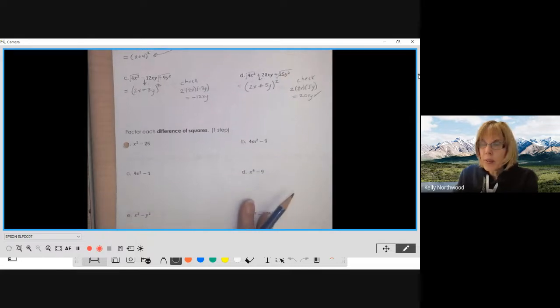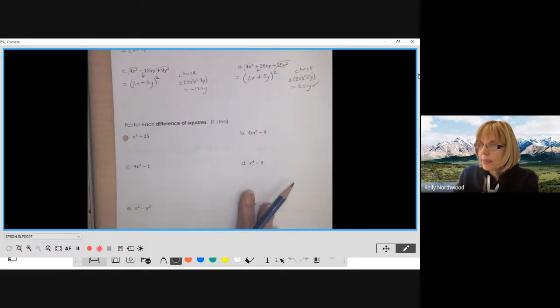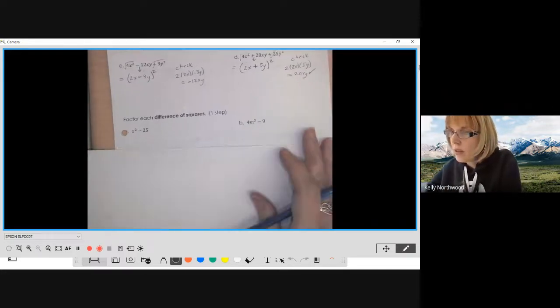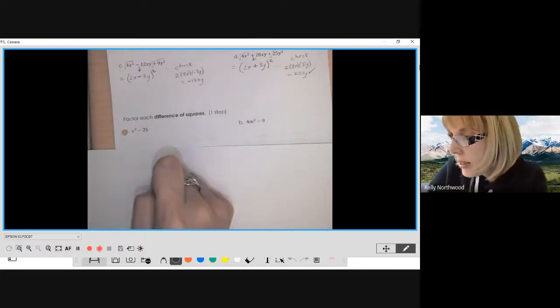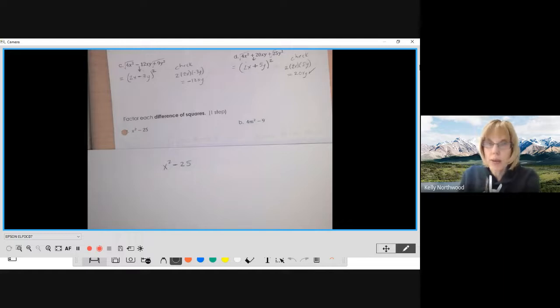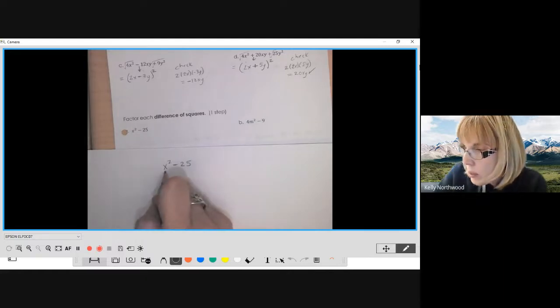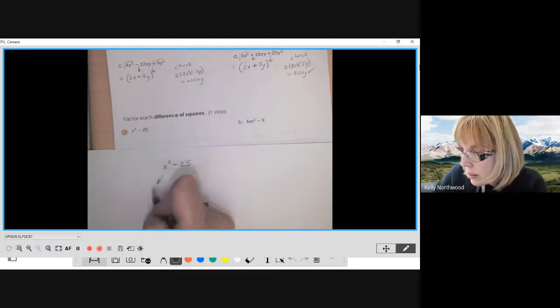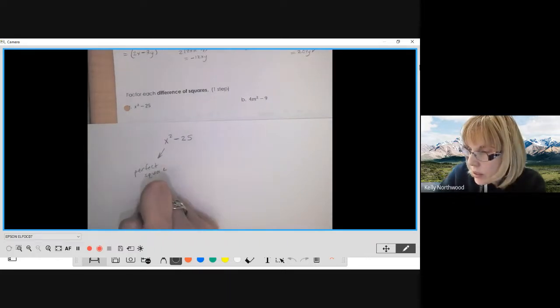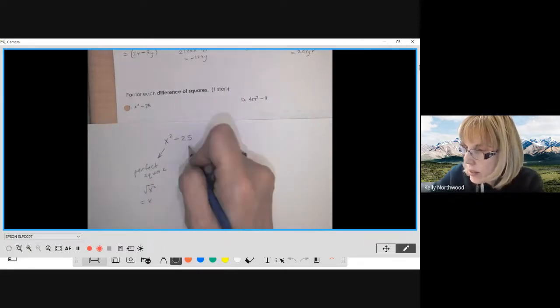Okay, a difference of squares, also 1 step. So what makes something a difference of squares? Just before you write anything down, if you look at x squared minus 25, why would we call that a difference of squares? So x squared is a perfect square. And a perfect square is just something that you can take the square root of. The square root of x squared is x.